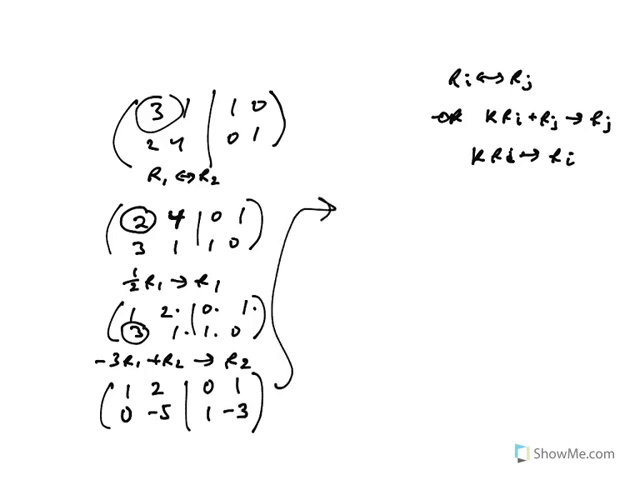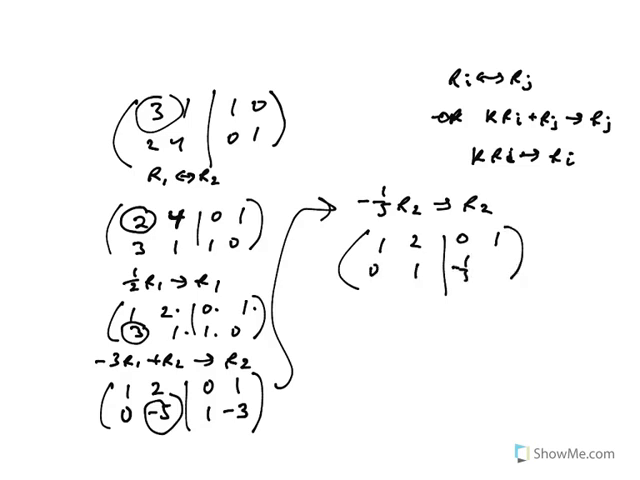The next row operation is to turn this thing into a 1. I do that by doing negative 1/5 row 2 becomes row 2. So every time you do a row operation, only one row changes. This becomes negative 1/5, and negative 1/5 times negative 3 is 3/5. And finally, to make that into a 0, I do negative 2 row 2 plus row 1 goes into row 1. It's always the thing that you're adding to that becomes the new row.